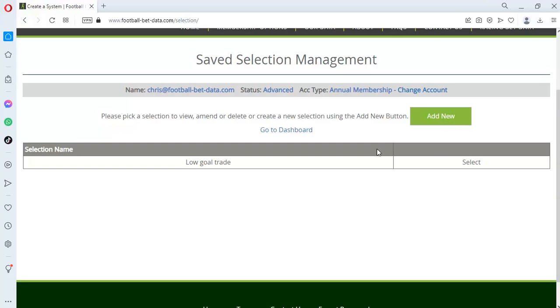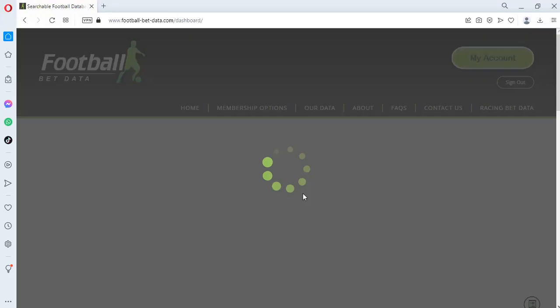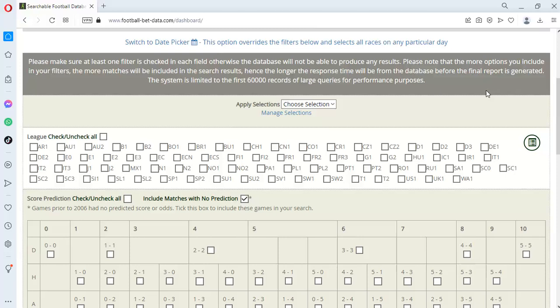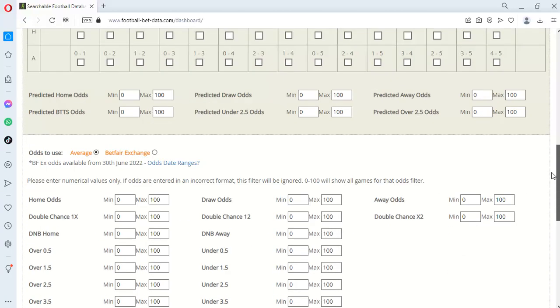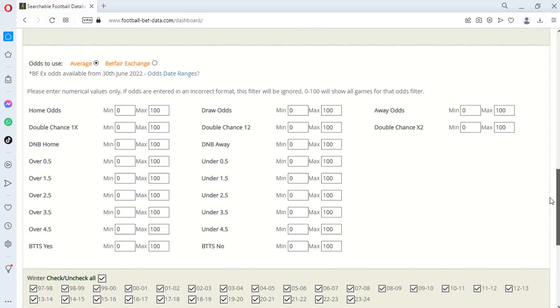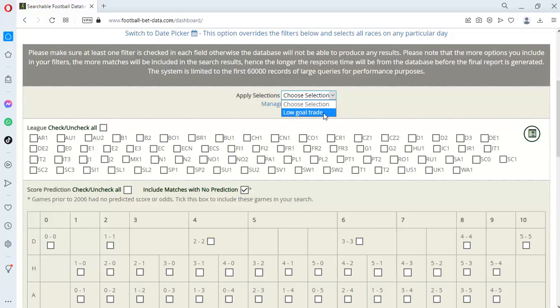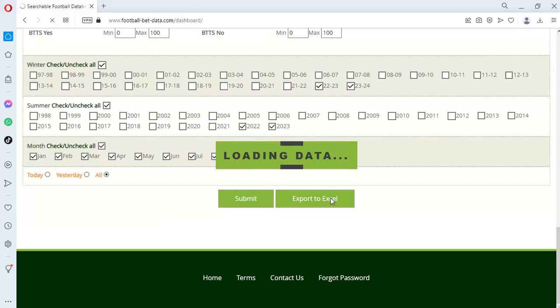You can add new systems or strategies for easy recall, and then you can go to the dashboard, select them from here, and they populate automatically all your filters. So you don't have to go back in each day or week or whenever it is that you want to do it and have to amend your filter criteria. So I'm going to recall these selections for today now, and also the historic selections, and generate the output.